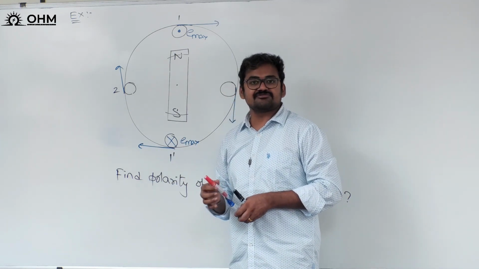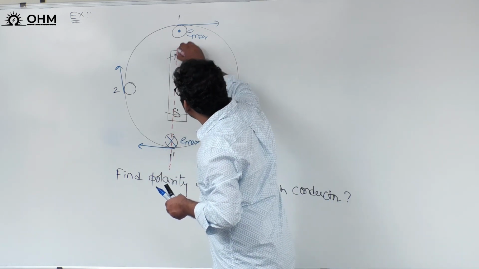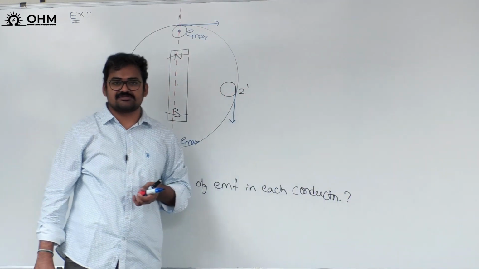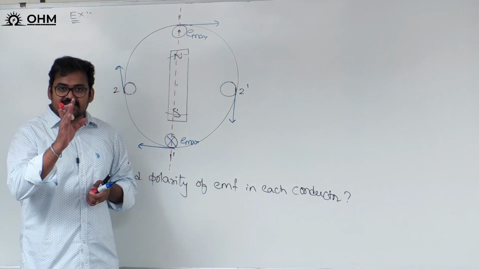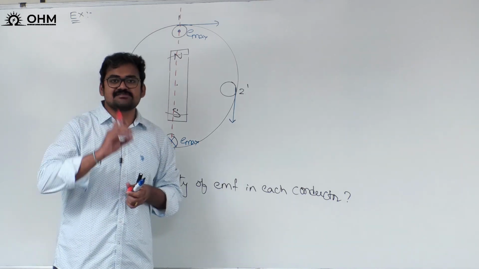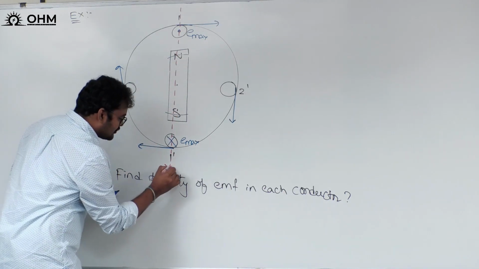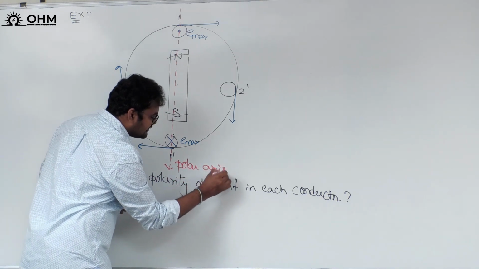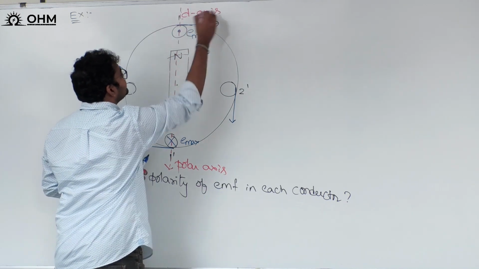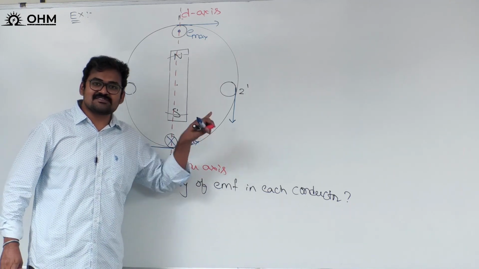How can you say the EMFs are maximum in these two conductors? The reason is these two conductors are along the polar axis of the machine. I hope you remember what is meant by polar axis, what is meant by interpolar axis. What is meant by polar axis? It is the axis along which induced EMF is maximum. And why is the name given as polar axis? The reason is it is passing through the two poles, right? You can also call the polar axis by another name, that is nothing but the direct axis, D axis. Polar axis or direct axis, both are the same. That is the axis along which induced EMF is maximum.